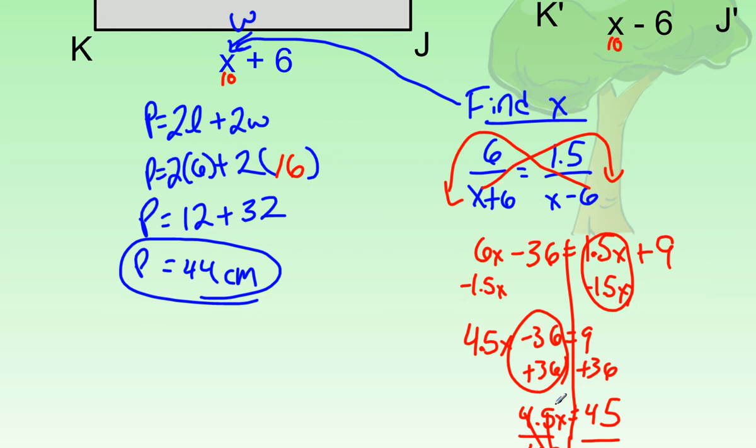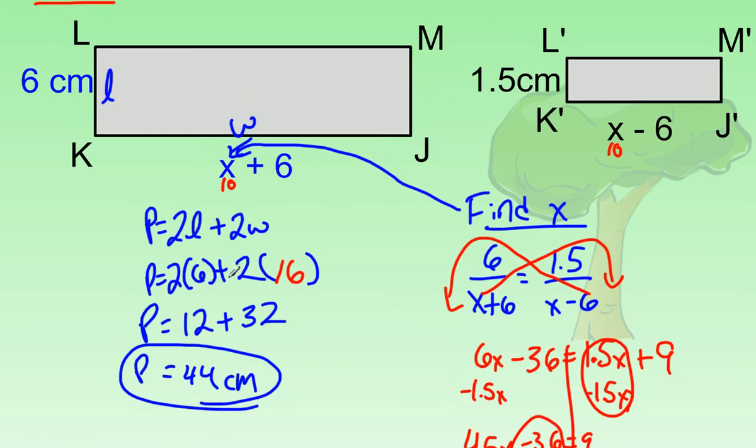My goal was to find the perimeter. I wrote down my formula. I plugged in what I knew. I found out what I needed to find. I needed the x so I could find the width. So I went through and I found the x, plugged it in, and evaluated.